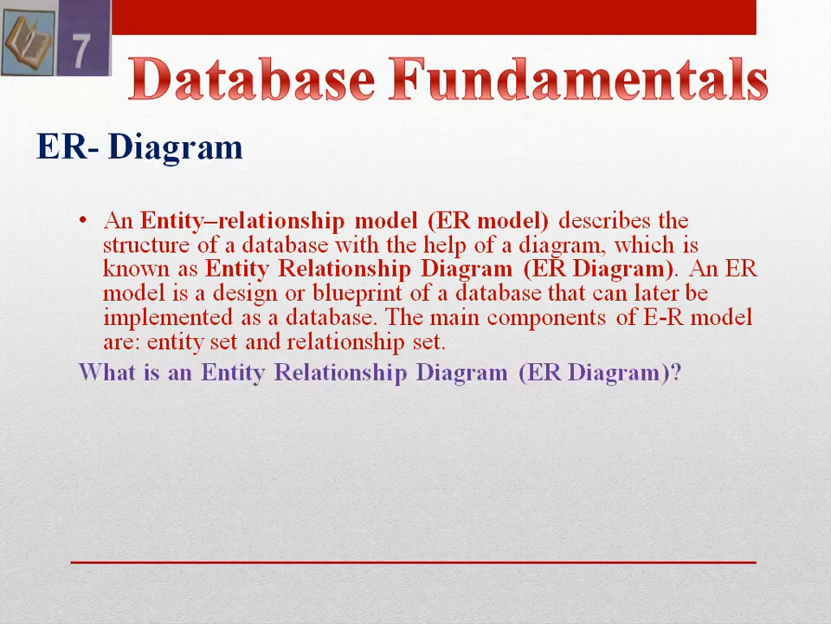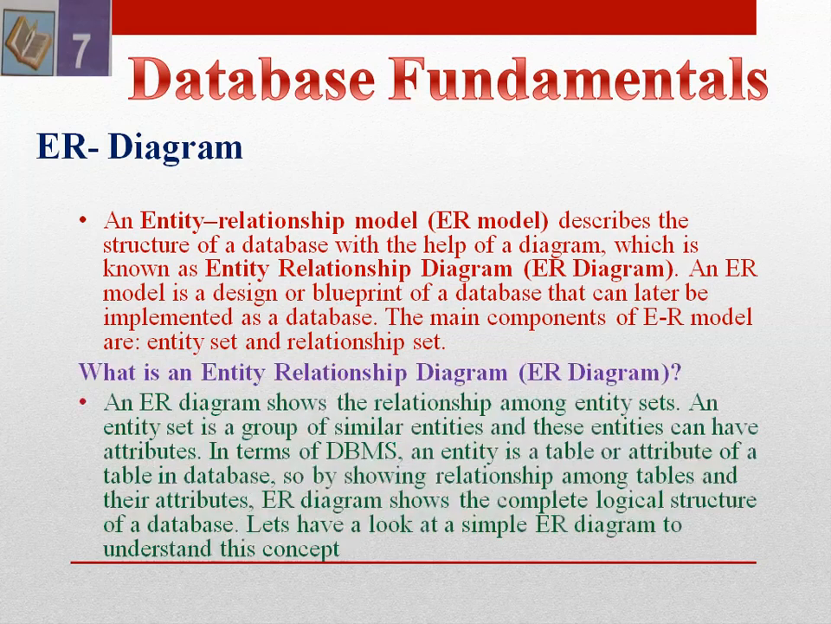So what is an entity relationship diagram? An ER diagram shows the relationship among entity sets. An entity set is a group of similar entities, and these entities can have attributes. In terms of DBMS, an entity is a table or attribute of a table in a database. So by showing relationships among tables and their attributes, an ER diagram shows the complete logical structure of a database. Let's have a look at a simple ER diagram to understand this concept.